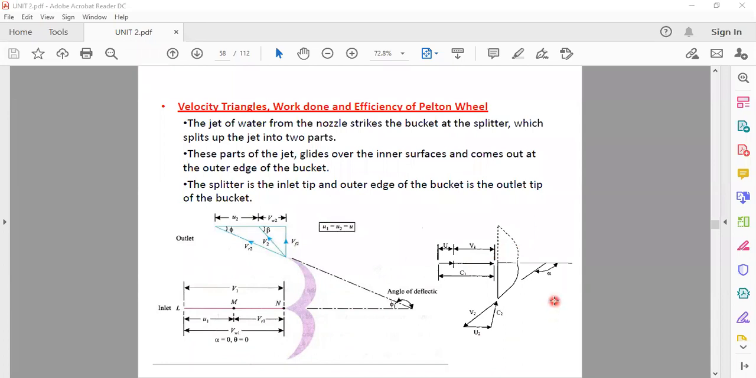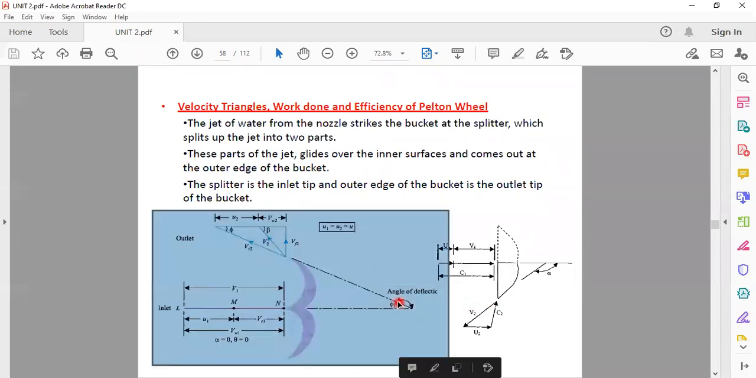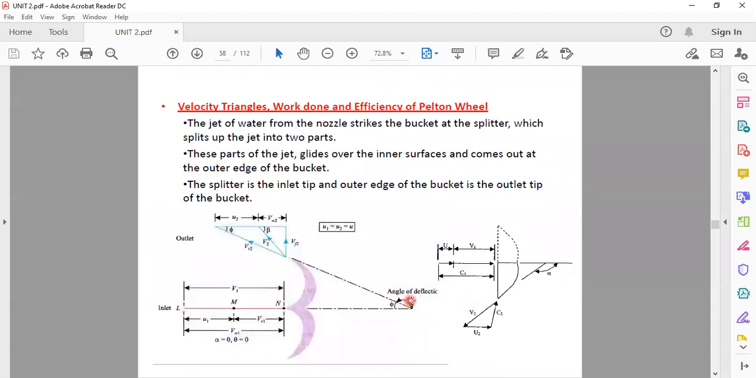See, after that, draw a tangent to the inlet of the blade, and this angle is called the angle of deflection. See here. This angle is called the angle of deflection, or angle of deflection equal to 180 minus phi. 180 minus phi.